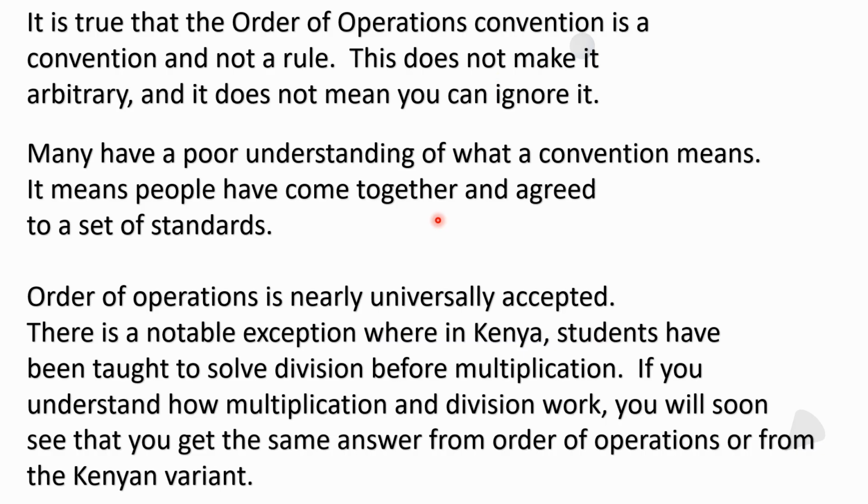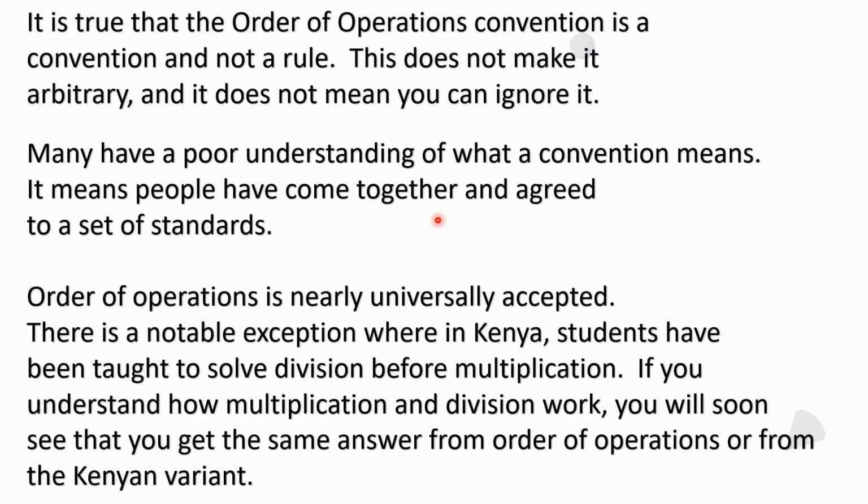The only notable exception, I believe, is in Kenya, where students were taught to solve division before multiplication. Again, not multiplication before division, but division before multiplication. But if you really understand how multiplication and division work, you'll find you get the same answer from the order of operations that most people are familiar with, or from the variant used in Kenya. You're going to get the same answer whether you treat multiplication and division with equal precedence left to right, or whether you consider division to have precedence over multiplication.